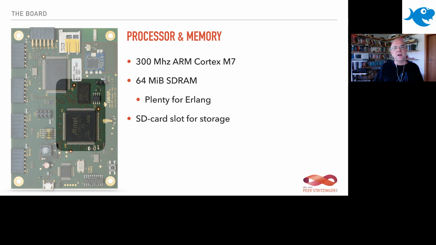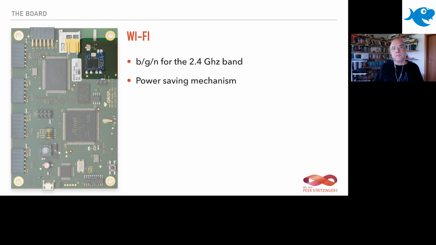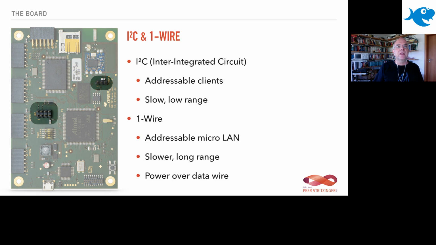We use an SD card for storage, and we have 64 megabytes of SDRAM, which is plenty for Erlang. I mean, it depends on the application, of course. We also have Wi-Fi on board for networking, and we can also switch off the Wi-Fi because Wi-Fi takes a lot of power. In GRiSP-1, Wi-Fi is the only networking option. There's one-wire and I2C.